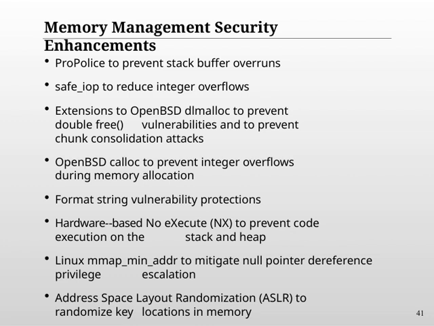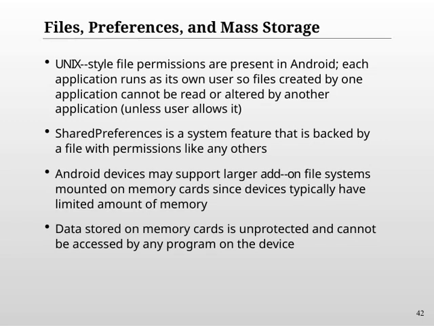Lastly, address space layout randomization, or ASLR, is a technique that randomizes key memory locations, making it much harder for attackers to predict where specific code or data resides, thereby significantly increasing the difficulty of successful exploits. All these measures collectively strengthen memory security, which is vital in the broader context of defending our systems against evolving threats. Let's talk about files, preferences, and mass storage on Android.